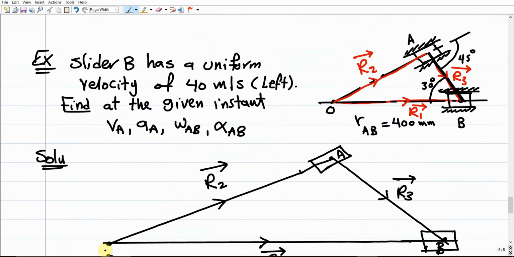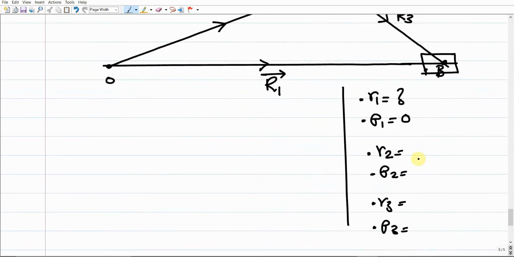How about R2? R2 should be the distance from O to A. How long it is, is not given. It is unknown, so R2 is going to be unknown. This is the second unknown. So these are the 2 unknowns basically. It means that the rest, theta 2, R3, theta 3 should be given, right? And this is the case.